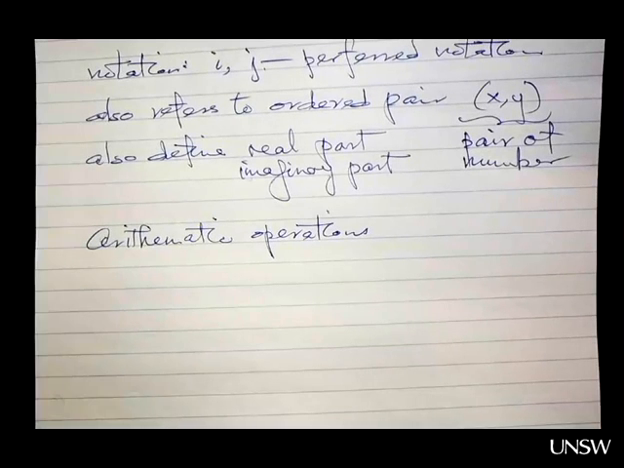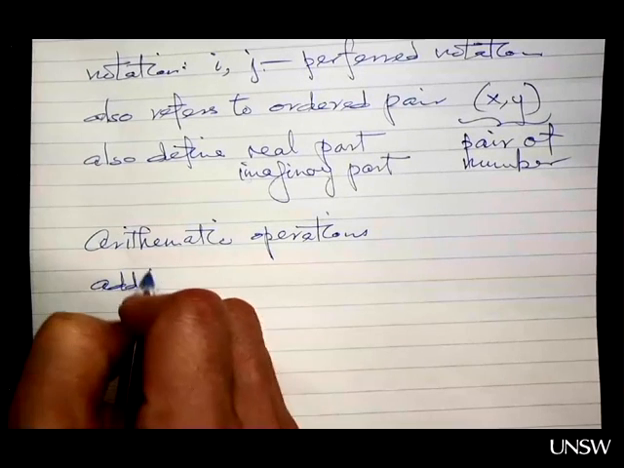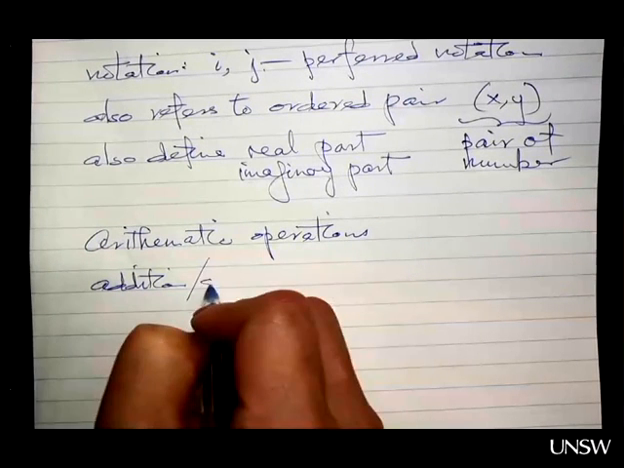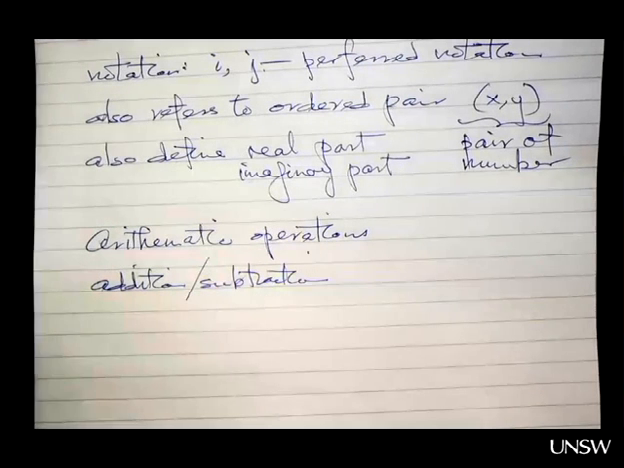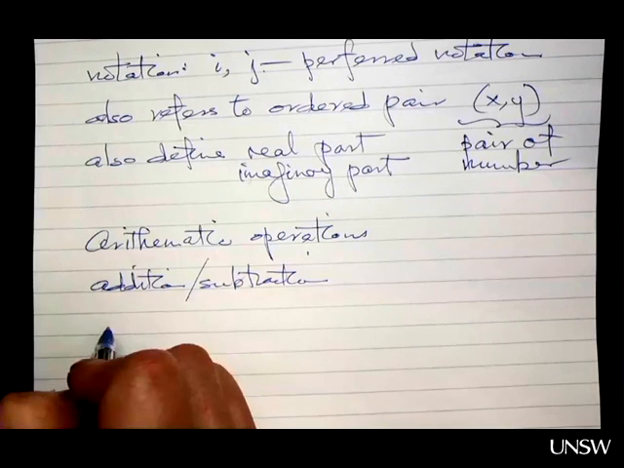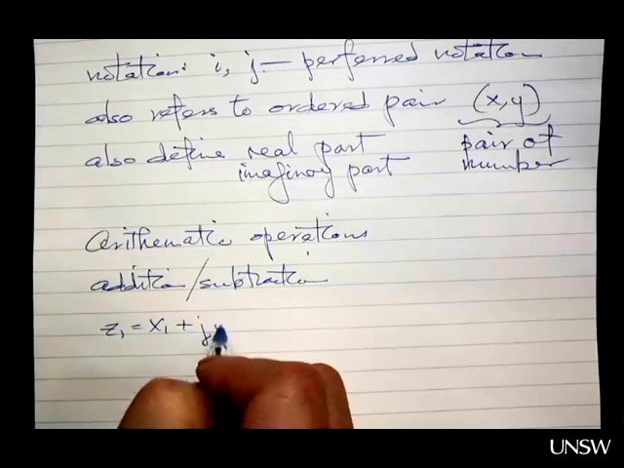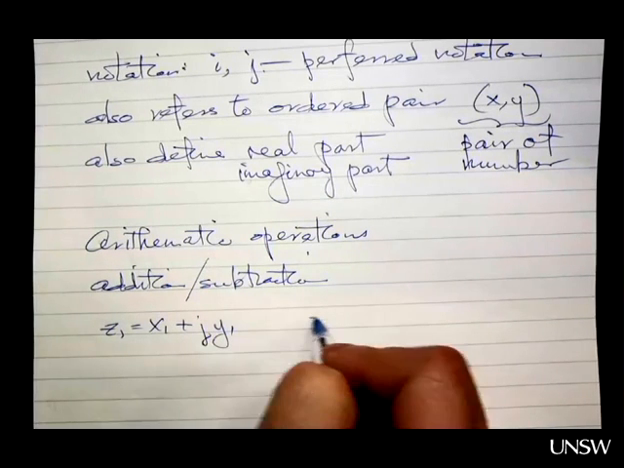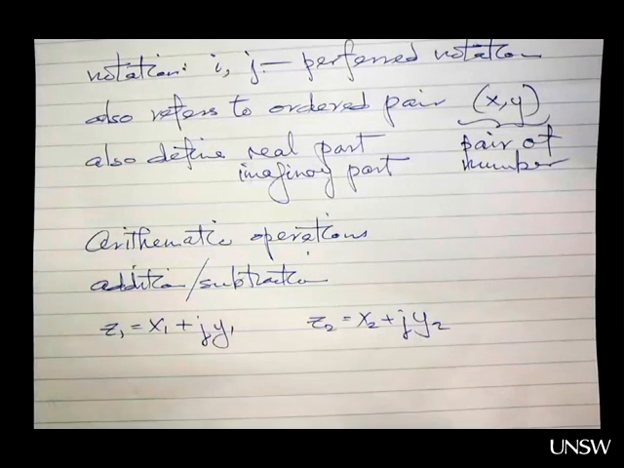So the first one is addition and subtraction. If we have a number z1 equals x1 plus jy1, and then z2 equals x2 plus jy2, and then we add them together.